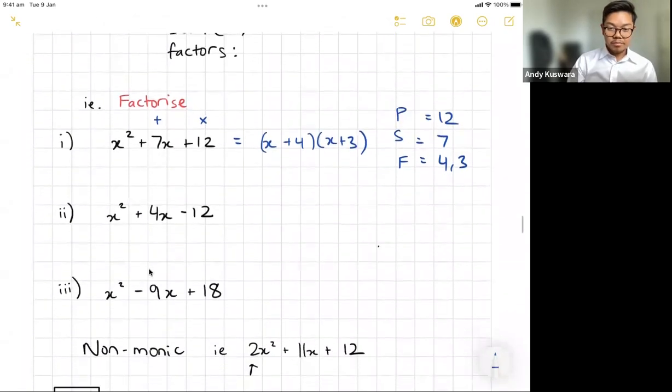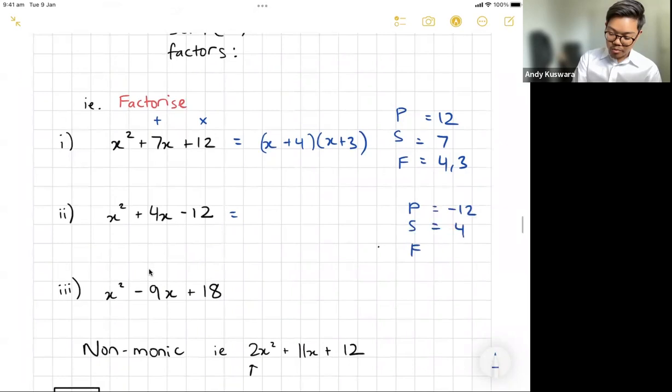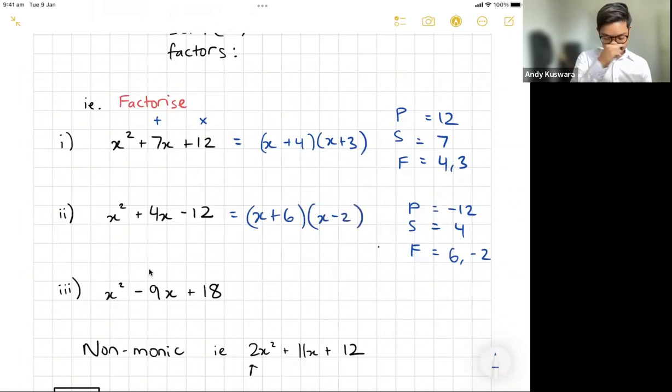Okay. For the next one, we'll do PSF again. Product is going to be, in this case, -12. The sum is going to be 4. And I've got to think what two numbers will multiply to give me -12, but add to give me 4. I can see it's going to be 6 and -2. Okay. So in this case, it's just going to be x plus 6 and x take away 2.